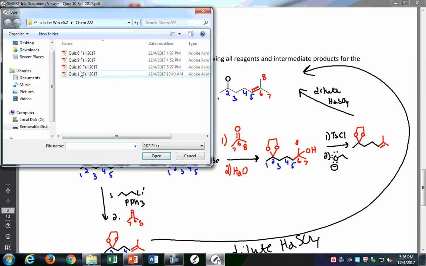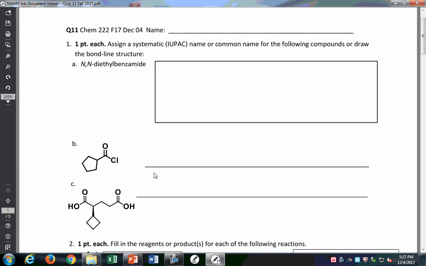Lastly, the quiz from today. A little bit of naming. We have a benzamide. That's just the amide from the benzoic acid. So our amide directly attached to our benzene ring. And then we have two ethyl groups attached to the nitrogen of the amide, hence the N,N, and they're ethyl. So 1, 2.